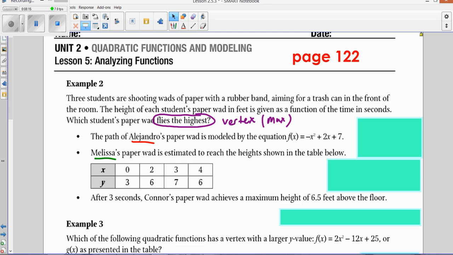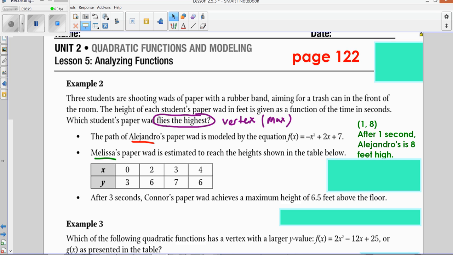So here we go. The path of Alejandro's paper wad is modeled by the equation negative x squared plus 2x plus 7. So here, what you're going to do is type this in your calculator, and figure out what this vertex is, which I believe I have right here. The vertex, when you plug it in and find your maximum, will be 1, 8, which means after 1 second, Alejandro is 8 feet high. His paper wad is 8 feet in the air.